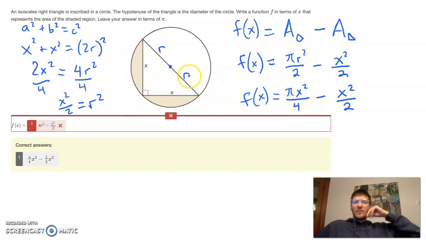What was tricky for me about this was the fact that we had to find the area of the semicircle in terms of x, not in terms of r, which this actually would have been theoretically correct if we put over 2, but it looks as though it only wanted the answer in terms of x, which is pi over 4 x squared minus 1/2 x squared. It's the same answer.